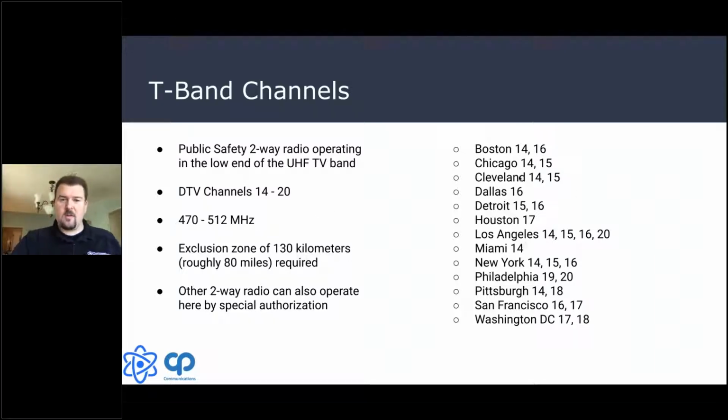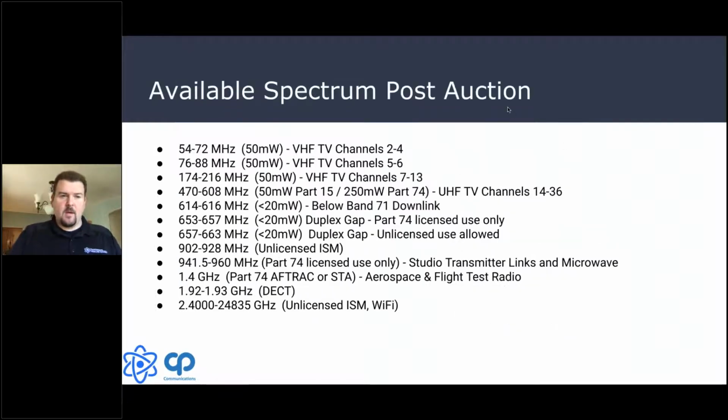So let's say I was doing an event in Chicago. I need to avoid TV 14 and 15, not because there's a broadcast television channel on 14 and 15, but because of this T-band radio that's there. So you still need to exclude it from your coordination. And just another one of those areas to be aware of as you're thinking about the RF spectrum.